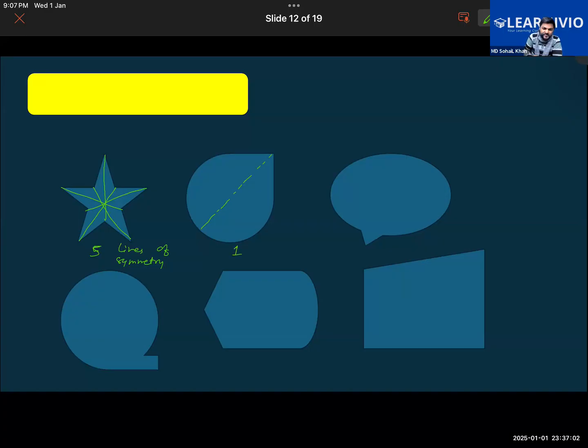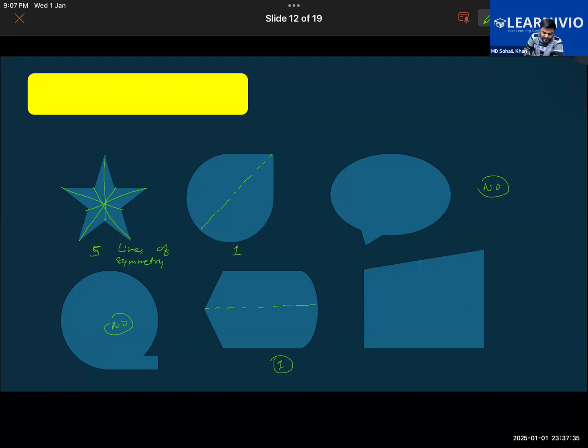The third figure, does it have any line of symmetry? No. So no line of symmetry. Okay, fourth figure, no line of symmetry. And fifth figure, yes. Is that the horizontal or vertical? Horizontal line of symmetry. Good. And the last figure, it does not have any. This figure is asymmetrical in shape.